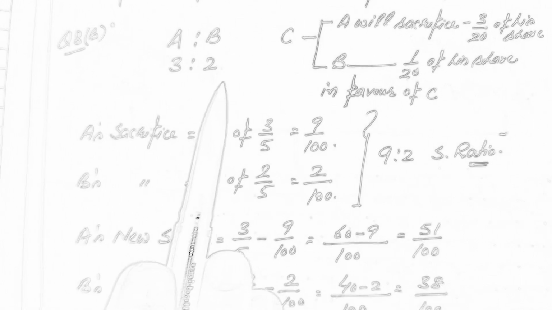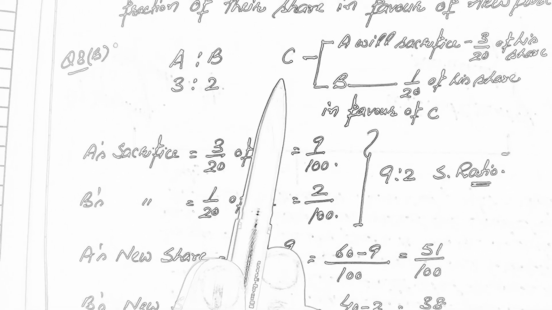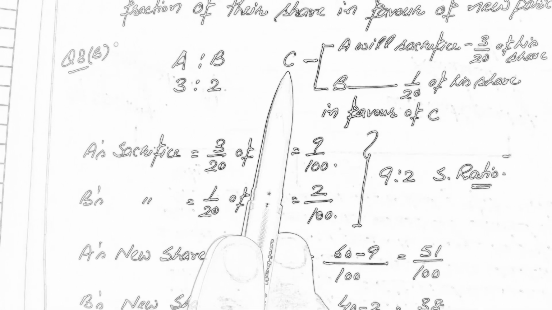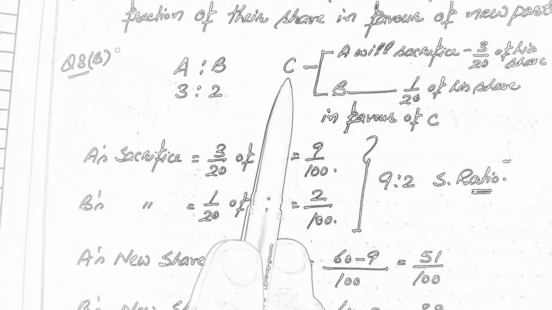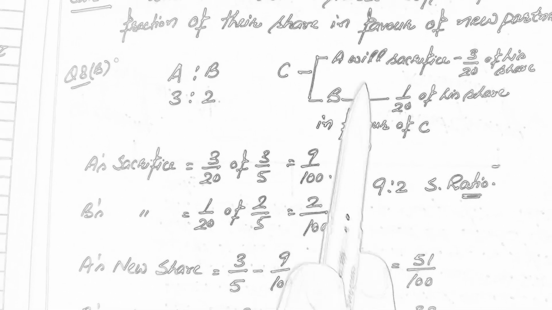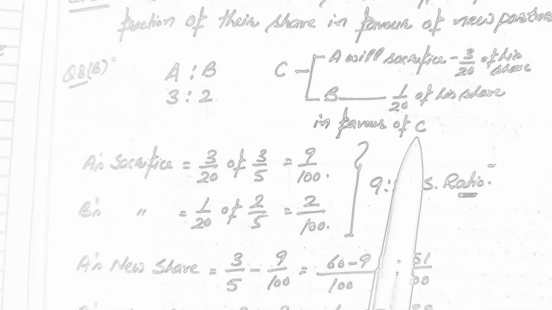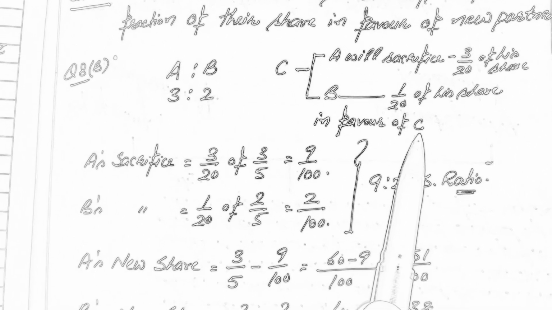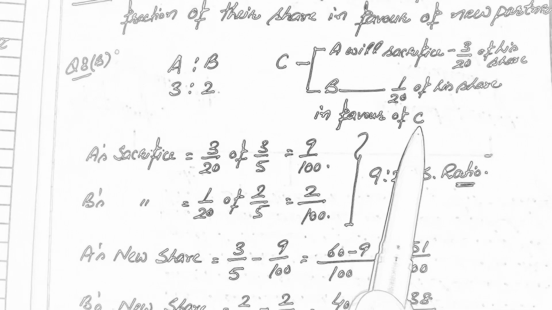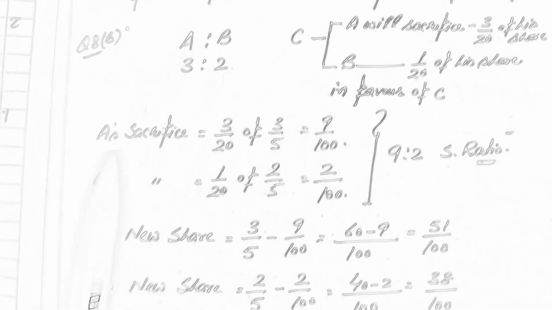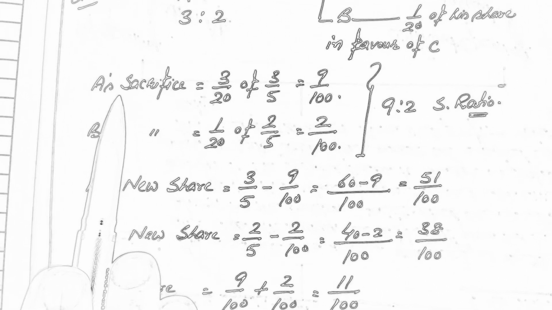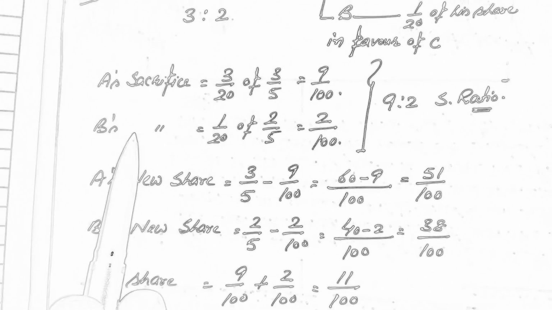Now the most important part in this type of question is that the new partner's share will not be given, and whatever sacrifice is made by the old partners in favor of C, the total of that sacrifice will be the new partner's share. And while solving the question, the way of presentation will be the same.